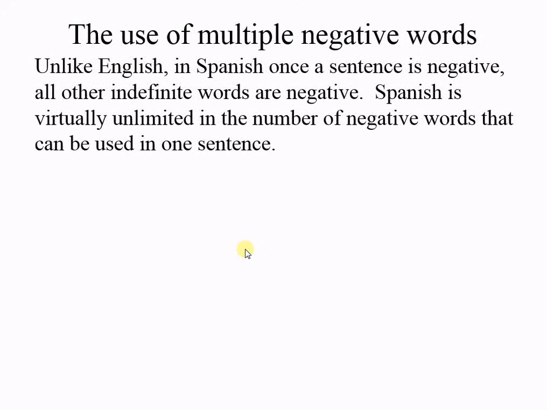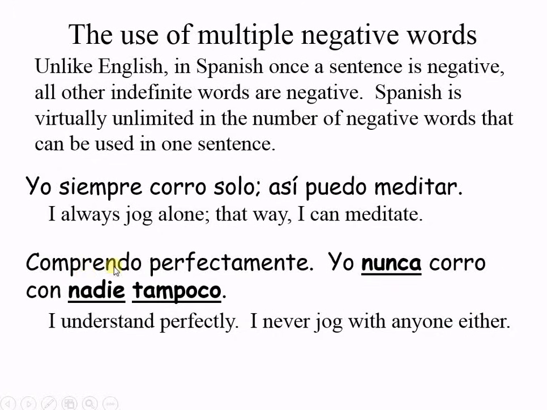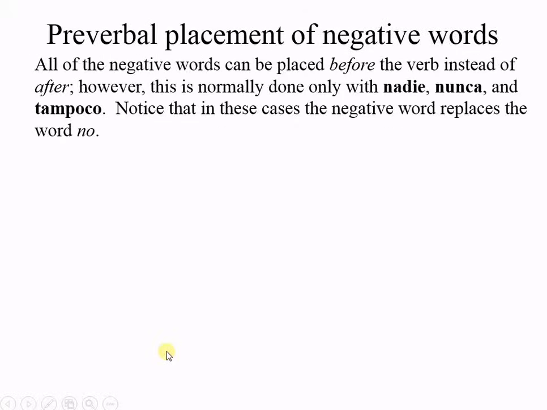The use of multiple negative words. Unlike English, in Spanish, once a sentence is negative, all other indefinite words are negative. Spanish is virtually unlimited in the number of negative words that can be used in one sentence. Look at this example. Yo siempre corro solo, así puedo meditar. Comprendo perfectamente. Yo nunca corro con nadie tampoco.